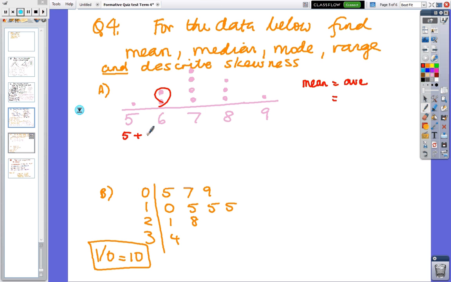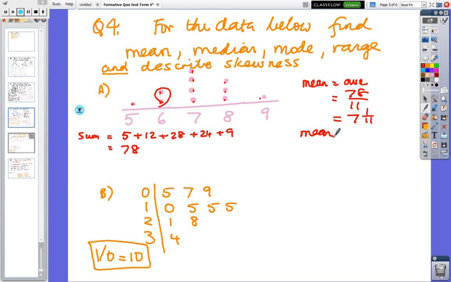So you've got 5, plus 2 sixes are 12, plus 4 sevens are 28, plus 3 fours are 24, plus 9. So the sum of this is 17, 45, 49, 69, 78. So the total is 78, and we've got 1, 2, 3, 4, 5, 6, 7, 8, 9, 10, 11 numbers. So it's 7 and 1/11th is the mean.